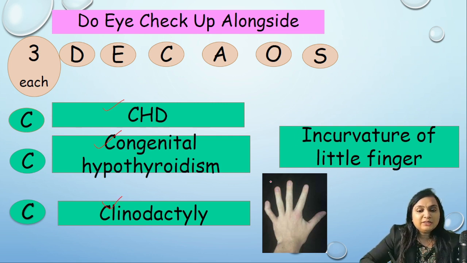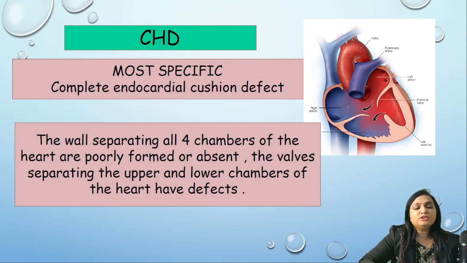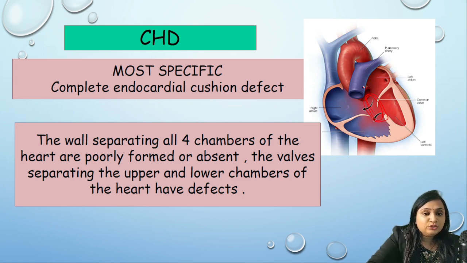For C we need to remember, C stands for CHD, congenital hypothyroidism and clinodactyly. What is clinodactyly? Incurvature of the little finger, as shown in the picture, is called clinodactyly. CHD: the most specific CHD is a complete endocardial cushion defect. The walls separating all four chambers of the heart are poorly formed or absent. The ventricular septum as well as the atrial septum are absent here, and there could also be a defect in the valve of the heart. So this is called a complete endocardial cushion defect.